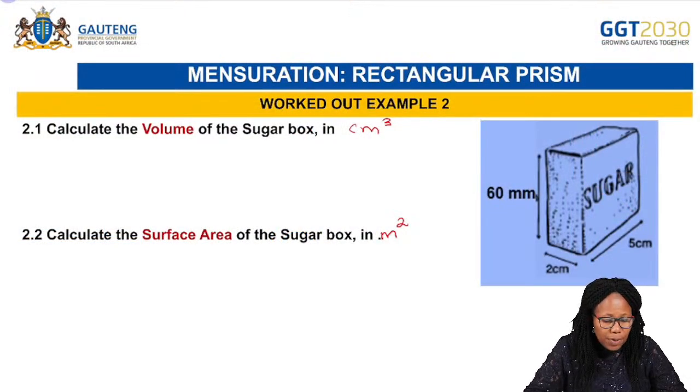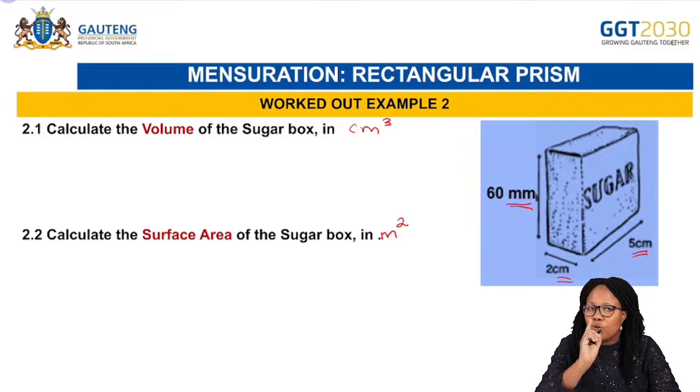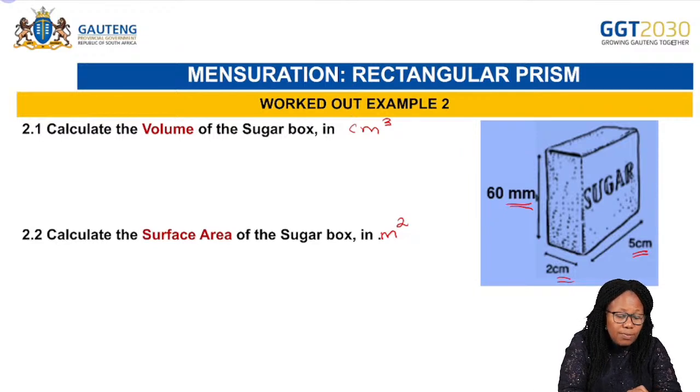Okay, grade 12, we are back. Sorry for the disruption. Let's go back to the rectangular prism now. We are taking an example where you have different dimensions. Look at that. We have 3 dimensions, but look at the units also. You have millimeters and centimeters there. Remember, it is very important that you look at your units before you do any calculations, right?